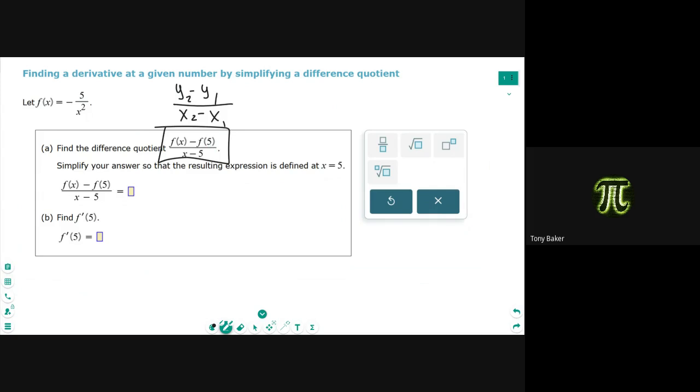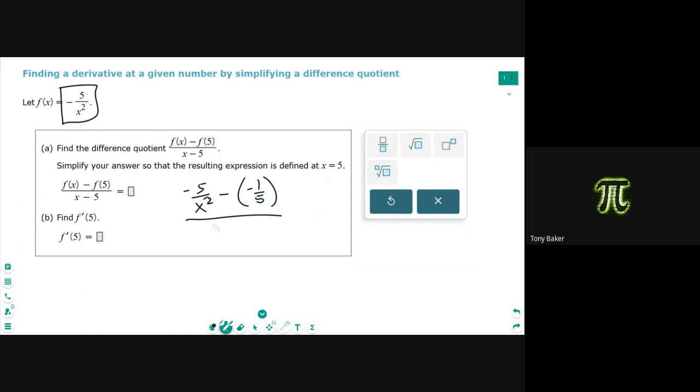What we want to find is, let's look at figuring out how we're going to get down to it being 0 on the bottom. So we're going to plug in this to this problem. So we have negative 5 over x squared minus, what would I get if I plugged in 5 to that? Negative 1/5. Yep. Over x minus 5.